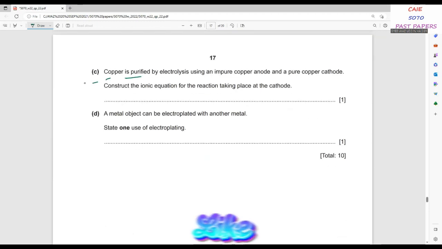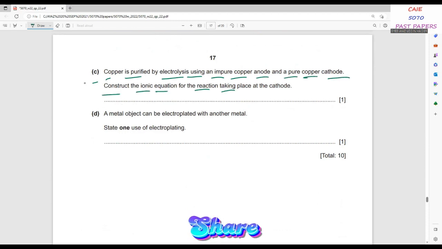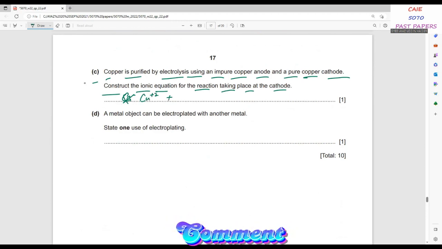C. Copper is purified by electrolysis using an impure copper anode and a pure copper cathode. Construct the ionic equation for the reaction taking place at the cathode. At the cathode, the copper ion will take up electrons. So you write Cu2+ plus 2 electrons gives Cu, copper.